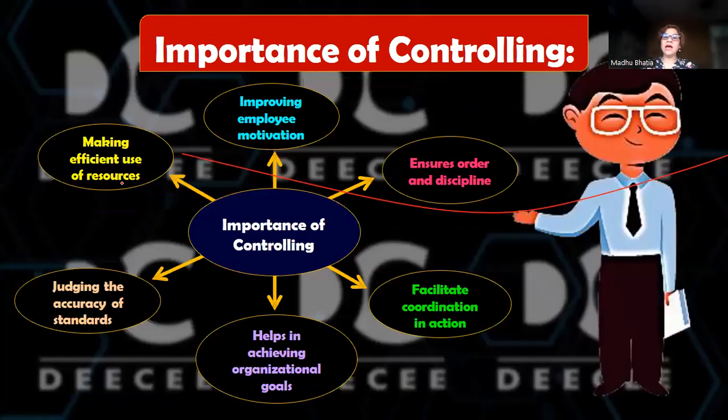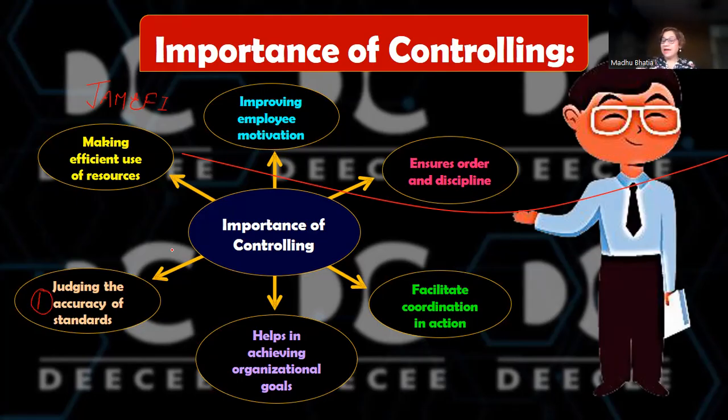Importance of controlling. I was thinking what code to create over here, and this is something that I have come up with. What if I call it Gemify? So J stands for judging the accuracy of standards.